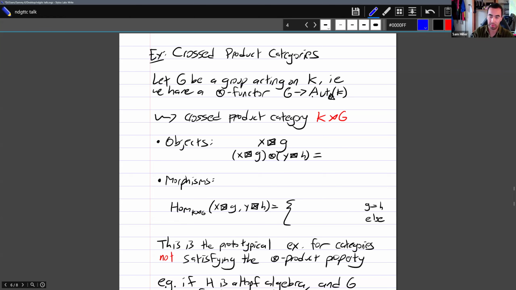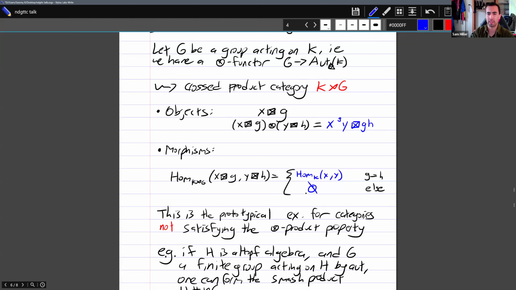So we have a tensor functor from this to the tensor exact automorphisms of K. This leads to the cross product category K cross G. So our objects will be these Deligne tensor products of X and G, which I'll denote X tensor G. Morphisms from X tensor G to Y tensor H will be the empty set if G is not equal to H, and Hom_K(X, Y) if G is equal to H. Actually, in the paper I was referencing the set 0, but I think the empty set makes the most sense.